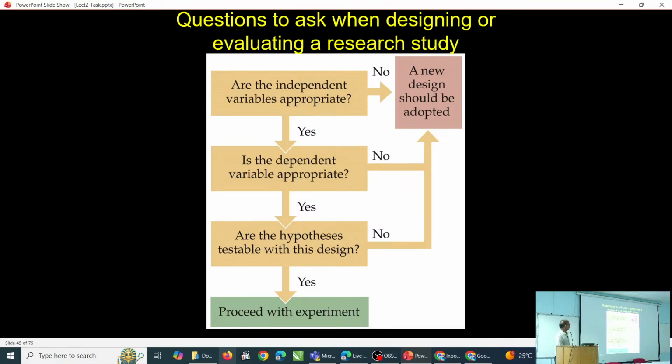So the other questions to ask, as I had said before, are the independent variables appropriate, right? And then is the dependent variable appropriate? If they are not, then we should design a good task, right? Assuming or making sure that both of these are appropriate, then we can do hypothesis testing, and then we can proceed with the experiment.